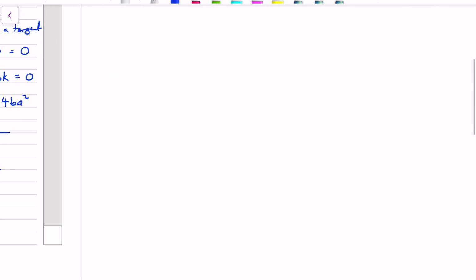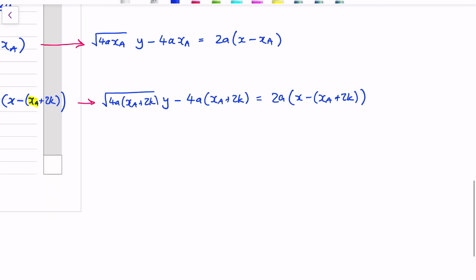Alrighty. Wish me luck. Okay, solving this simultaneously. Let's make y the subject of both of these equations. It's going to bring the fraction back in though. Do I want to do that? Why not? y equals 2a times x minus xa. My handwriting's just got darker. I'm a little bit nervous of where this is going. Plus 4a xa, all over square root 4a xa.